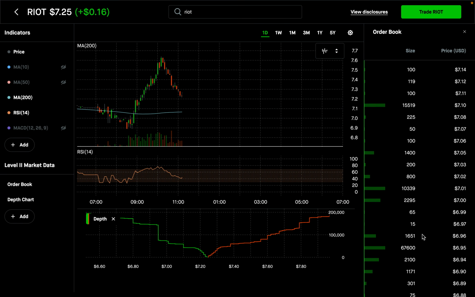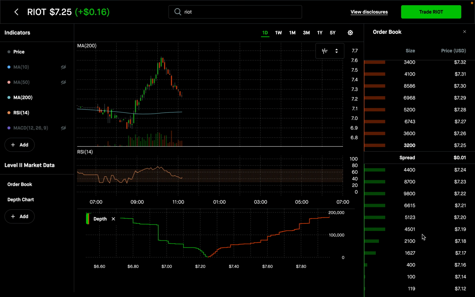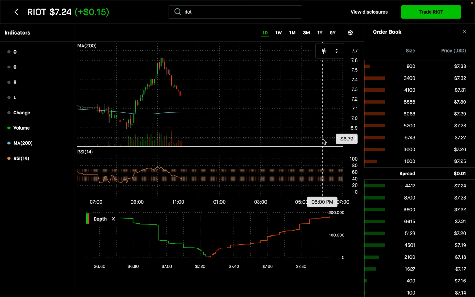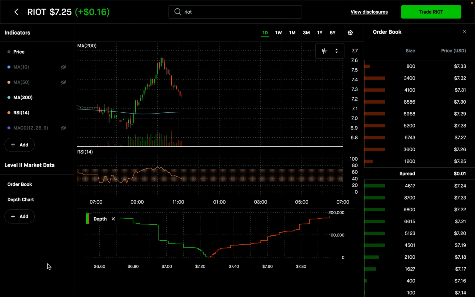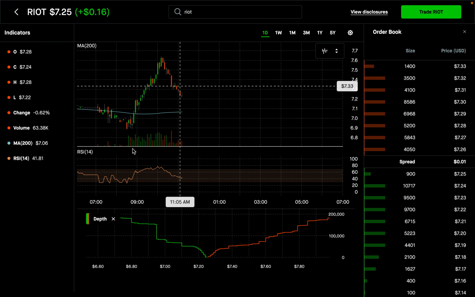So again, this can be very useful here if you understand how to read this. It's not that hard to read, and it's just available right here on the desktop app for Robinhood. Again, in parallel with some charting here that you can do as well.